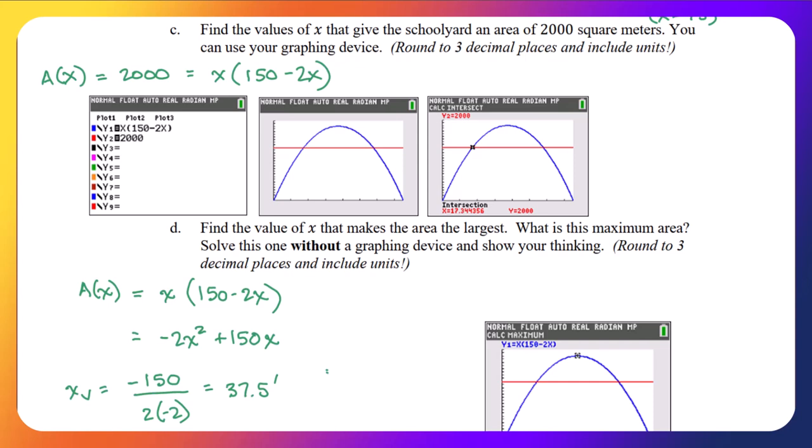To find the values of x, the width of the rectangle, that will make the schoolyard 2,000, I'll type in the area function. That'll give us this parabola. And I'll type in 2,000. This will give us this vertical line where there'll be 2 answers, where x will give me the area of 2,000. So like before, we chose that menu.